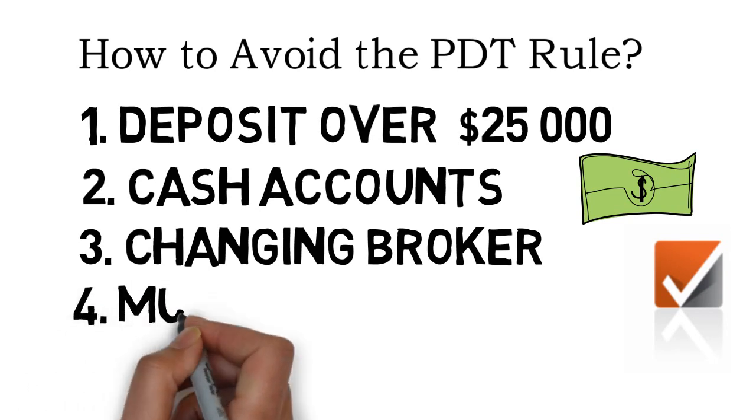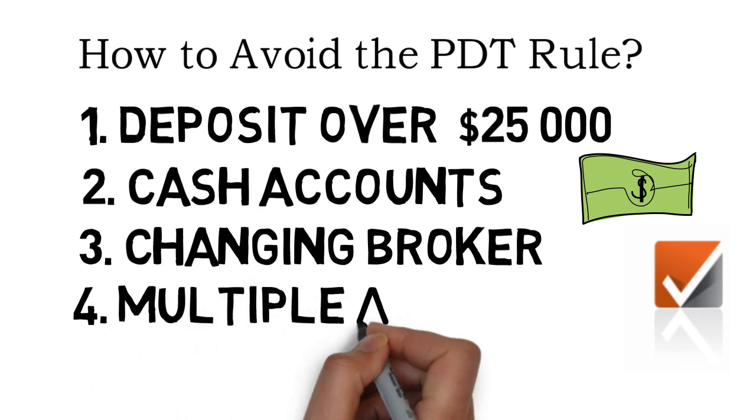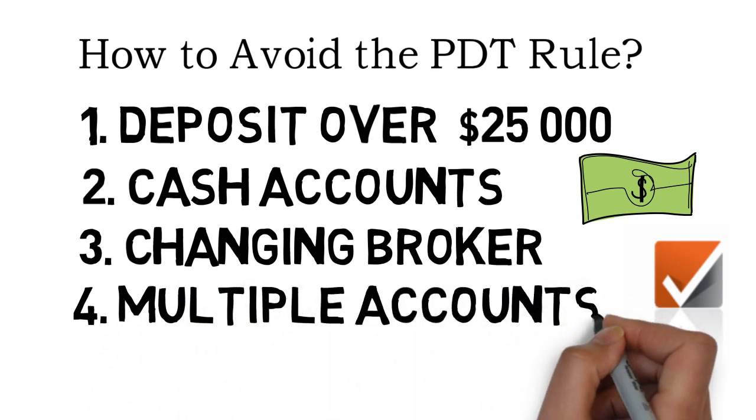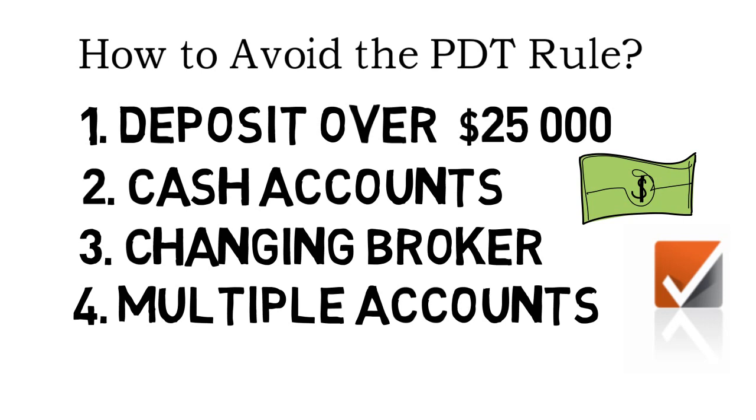Another way to avoid the PDT rule is opening more than one broker account. You will have 3 day trades per broker account that you have. So if you have 2 broker accounts, that's already 6 day trades instead of only 3 day trades. So the more broker accounts you open, the more day trades you will have. Still, I wouldn't necessarily recommend opening 10 different broker accounts. You probably shouldn't open more than 3 separate broker accounts.